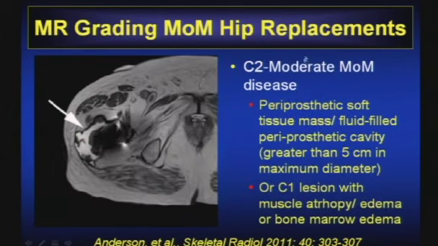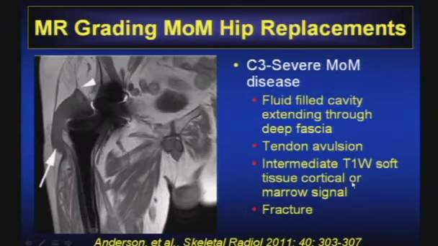Okay, there's C2, moderate metal on metal disease. They talk about a paraprosthetic soft tissue mass, a fluid-filled periprosthetic cavity greater than 5 centimeters in maximum diameter, or a C1 lesion that presents with, sorry about the typo, muscle atrophy or bone marrow edema. Okay? And there's the C3 lesion: fluid-filled cavity extending through the deep fascia, tendon avulsion, intermediate T1 weighted soft tissue, cortical or marrow signal, or a fracture.